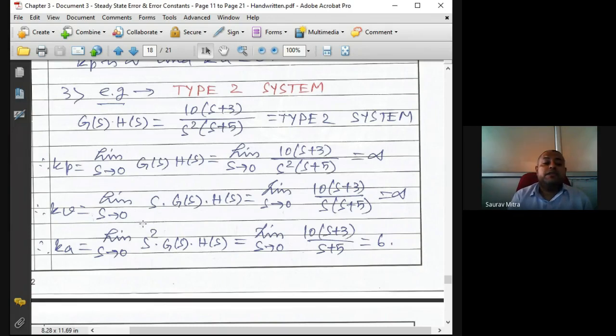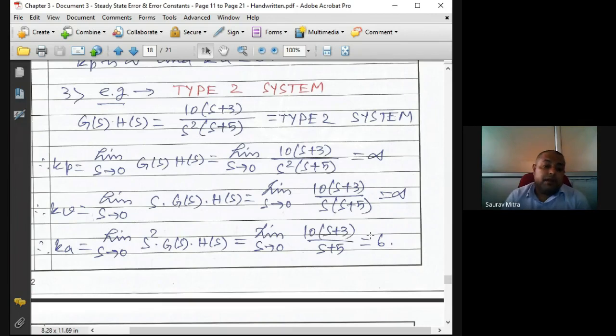Finally, what is Ka? Ka is limit S tends to 0 of S square into GSHS. Now GSHS is given by 10 into S plus 3 divided by S square into S plus 5. So this S square and the denominator S square cancel each other. So limit S tends to 0 of 10 into S plus 3 divided by S plus 5. In that case, substitute S equal to 0. So it will be 30 divided by 5. The answer is 6.